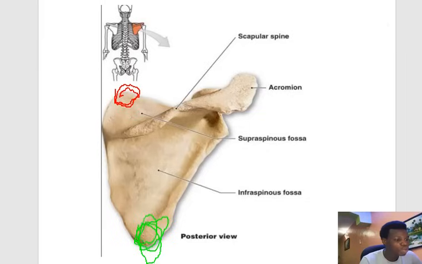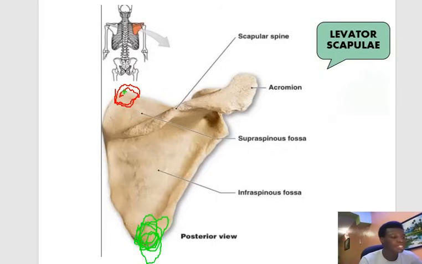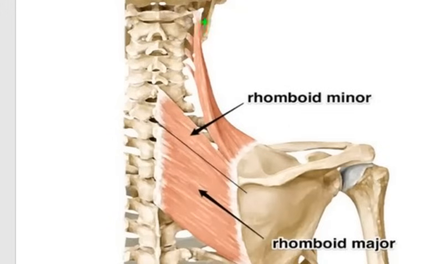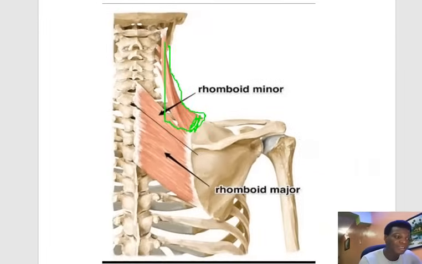And some muscles too are known to take origin from this part. For example, the superior angle right there, the levator scapulae muscle inserts on it. Okay, let me show you a picture of that. Are you seeing the levator scapulae muscle right here? This muscle, the levator scapulae, is involved in elevating the scapula. Okay, and it is inserting on the superior angle of the scapula.